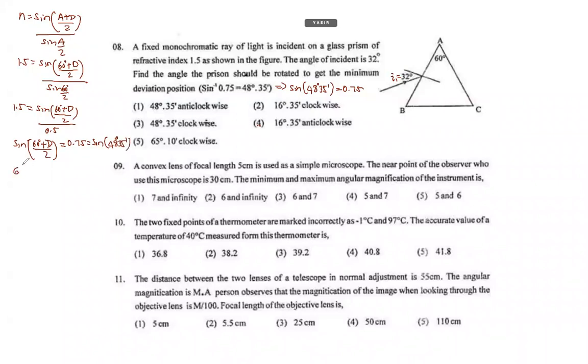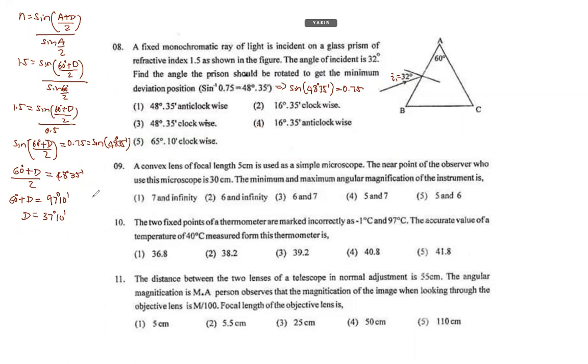So (60 plus D) over 2 is equal to 48 degrees 35 minutes. And I have to multiply this by 2. 60 degrees plus D is equal to, when I multiply 48 by 2, it is 96. When I multiply 35 minutes by 2, it's 70 minutes. So it's 1 degree and 10 minutes. So the final answer is going to be 97 degrees 10 minutes. Therefore, D will be equal to 37 degrees 10 minutes. That is the value of D here.